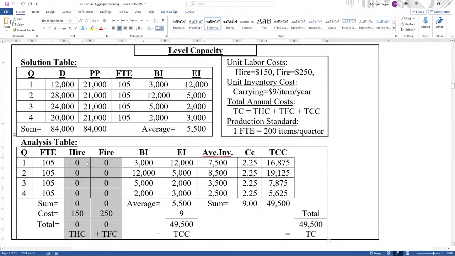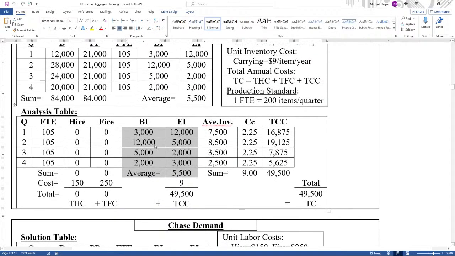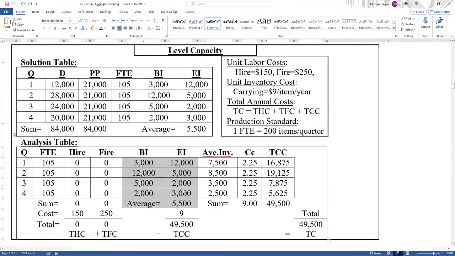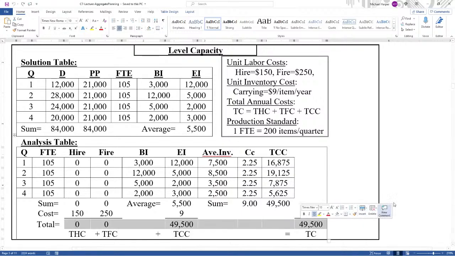Okay, but there is inventory. So we bring down our inventory here. We average all year. So our annual average inventory is 5,500. Each one of those over the year costs $9 to carry, so $49.5 thousand is our total carrying cost. We add those three together, and there's our total cost for level capacity.